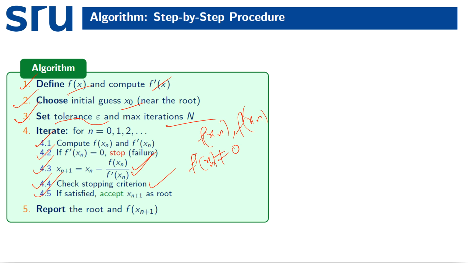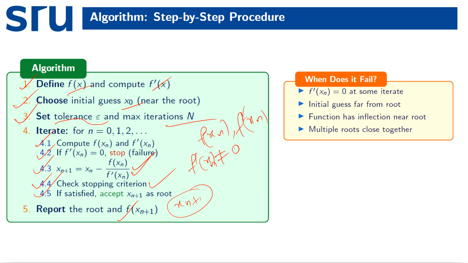then accept the root equal to the x_{n+1} value. This value will be the root, and the value of the function is f(x_{n+1}) at that approximation x_{n+1}. Finally, this confirms the accuracy of the solution. Which one confirms the accuracy of the solution? The root and the corresponding function value.